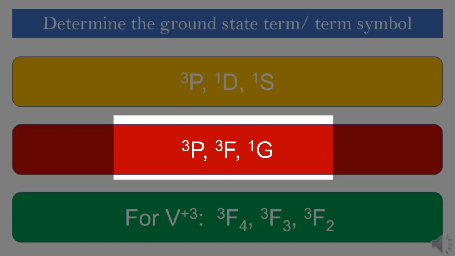Next question: if 3P, 3F and 1G, these three combinations are available, with the highest value of L, we have to go for the orbital contribution, and among P and F, it is F. So 3F is the ground state term.